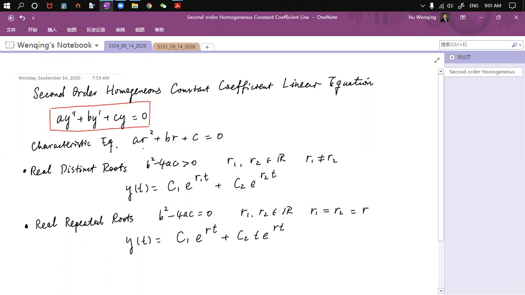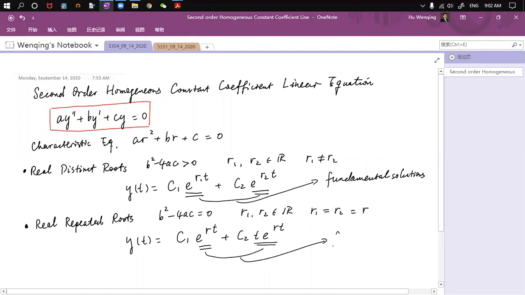Now from the characteristic equation, you solve for the two roots, which we call the characteristic roots. With the characteristic roots, you build what we call the fundamental solutions. So these are the so-called fundamental solutions.